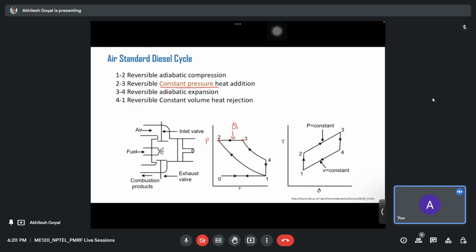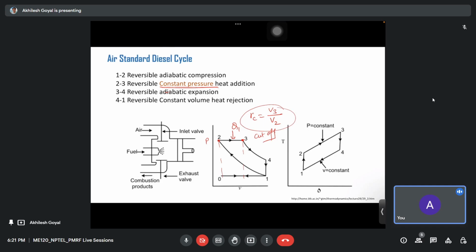The other things remain the same, and one important parameter here is the cutoff ratio. And what is the cutoff ratio? This cutoff ratio is the ratio of volume at point 3, V3, and volume at point 2, V2. So this is the cutoff ratio.